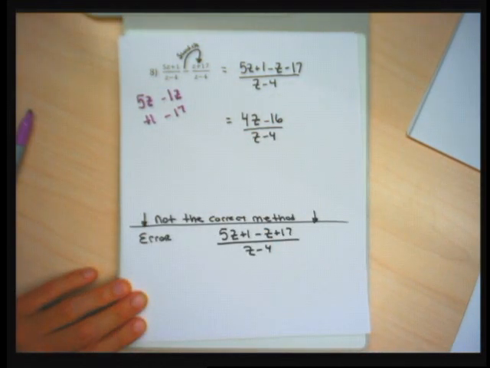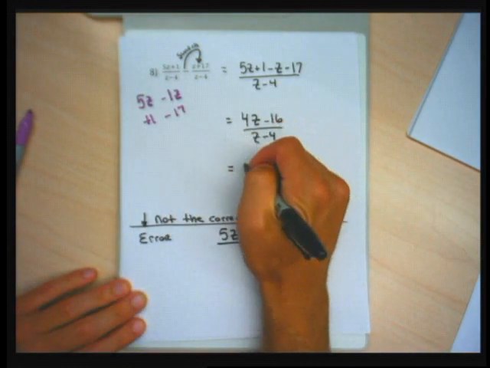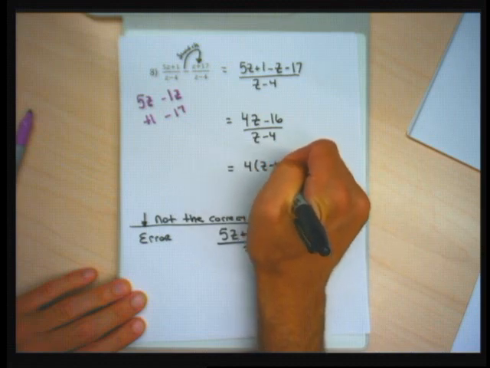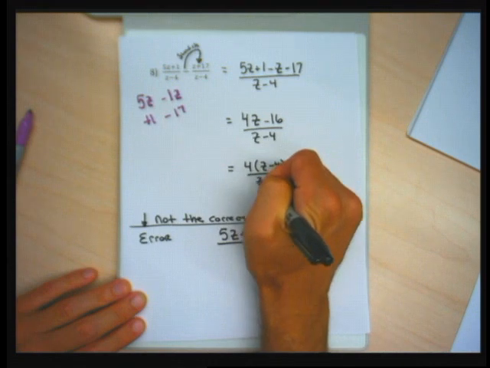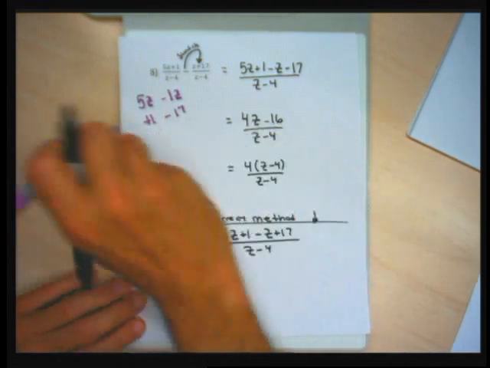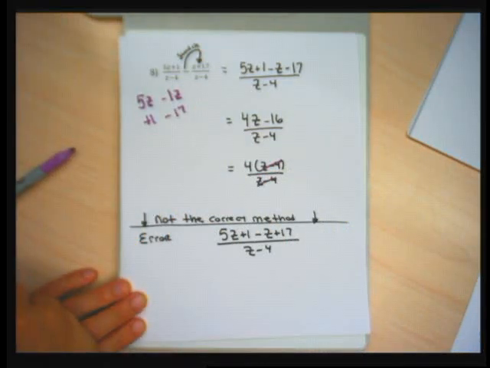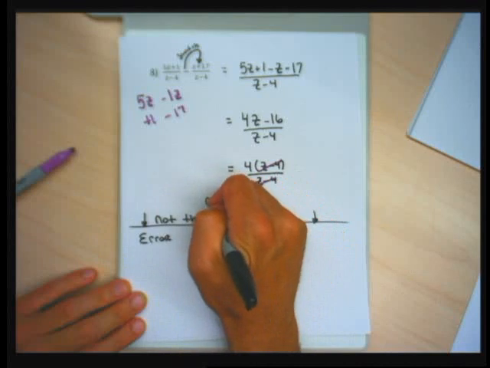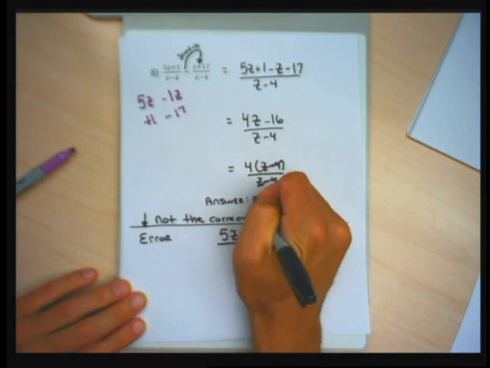Just like I did in the last problem, I'm going to factor the numerator. The numerator, there's a common factor of a 4. When I remove that common factor of a 4, I'm left with a z minus 4. The z minus 4s are going to cancel. I've canceled the entire denominator, so I don't need to write a fraction as my answer. The only thing I have left is the numerator of 4.